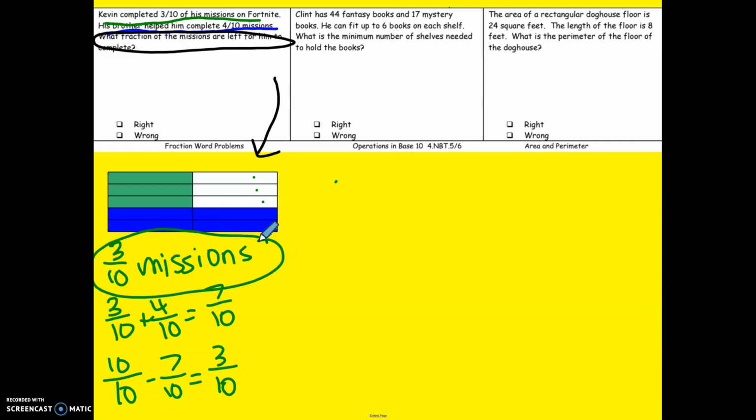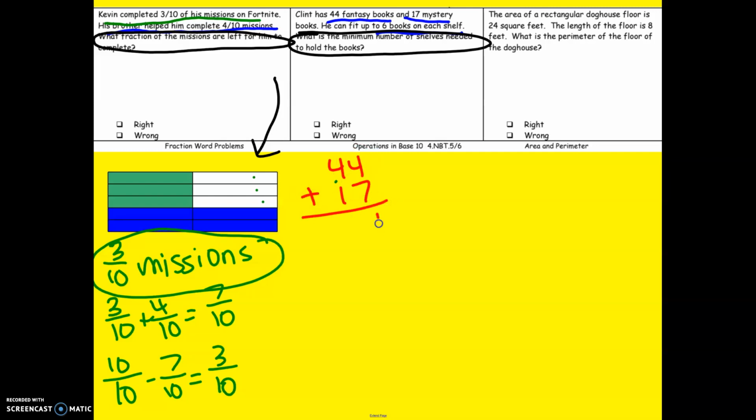Let's look at the second problem. It says that Clint has 44 fantasy books and 17 mystery books. He can fit up to 6 books on each shelf. What is the minimum number of shelves needed to hold the books? My first step is going to be adding the fantasy plus the mystery books. So I'll do 44 plus 17, and I get 61 books.